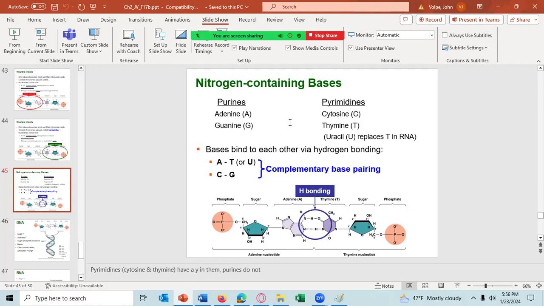All right, the nucleotide bases bind to each other via hydrogen bonding.